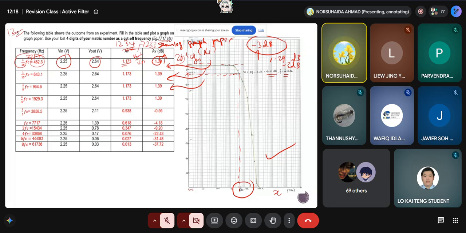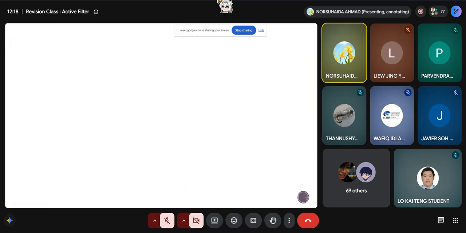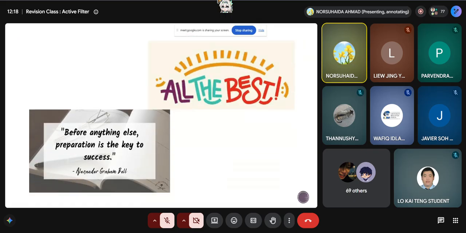At the end of the day, you get the shape. Right? Okay, done.